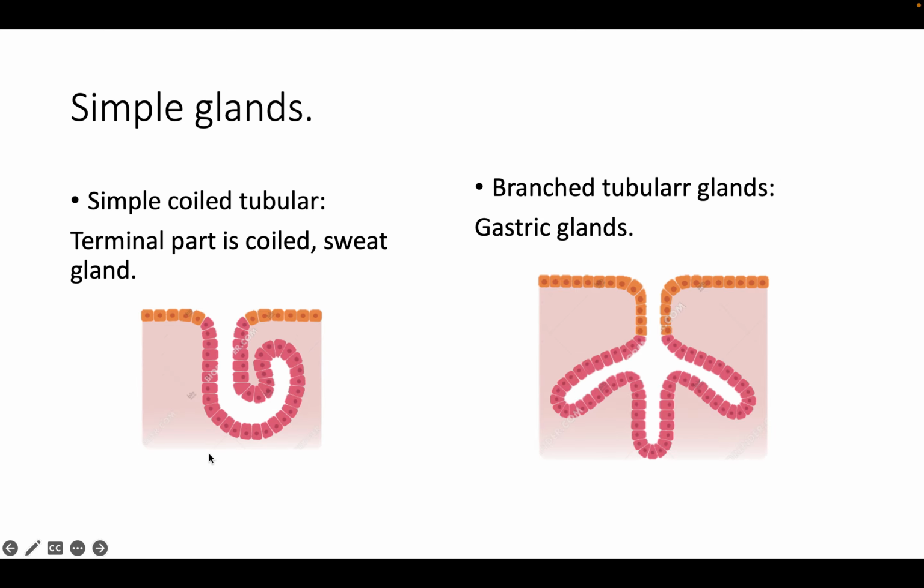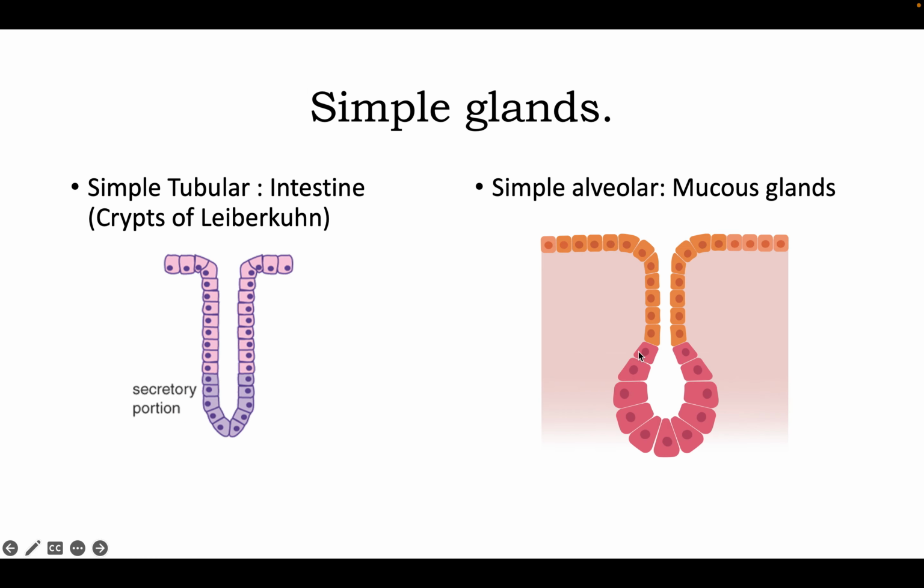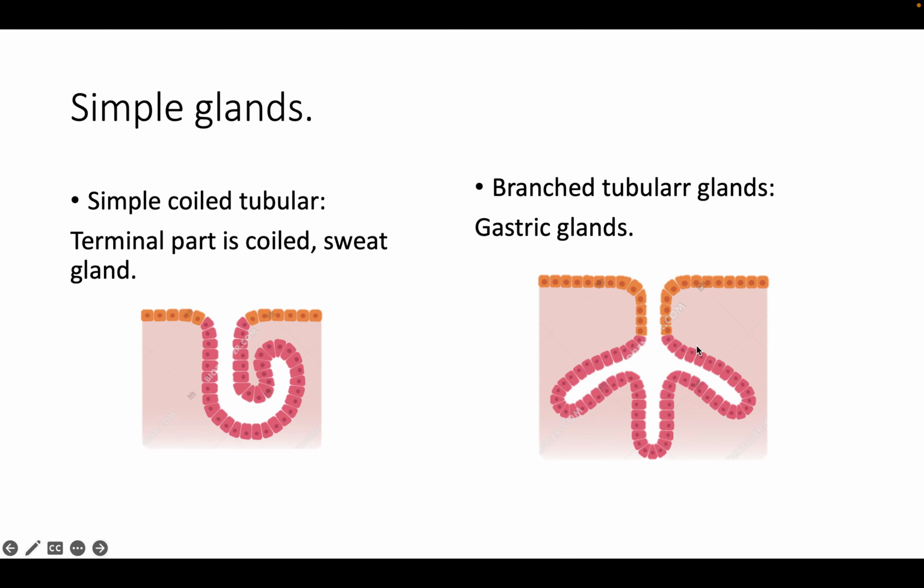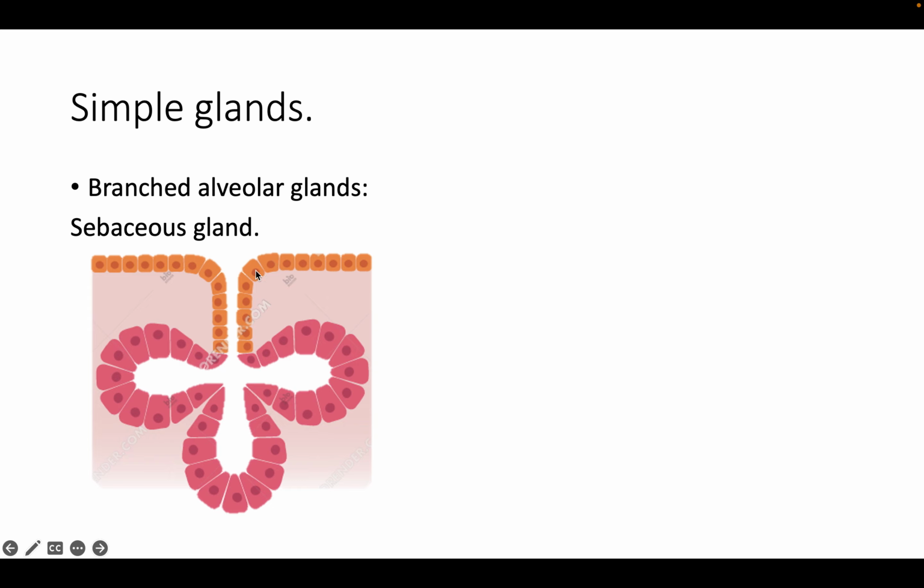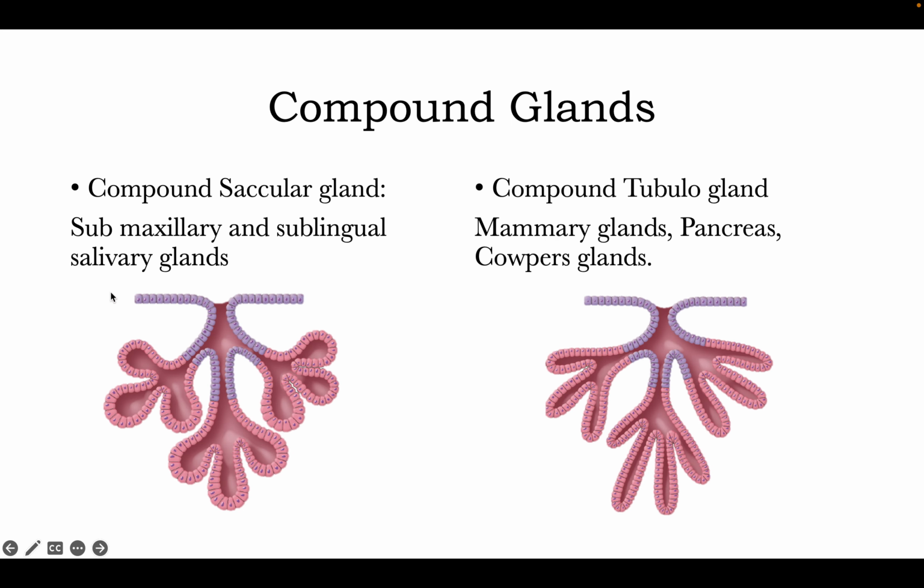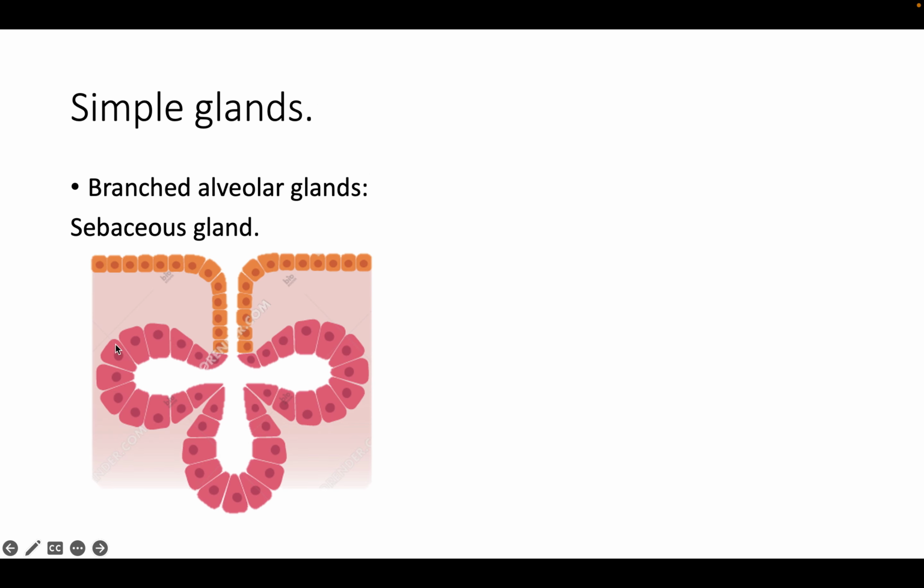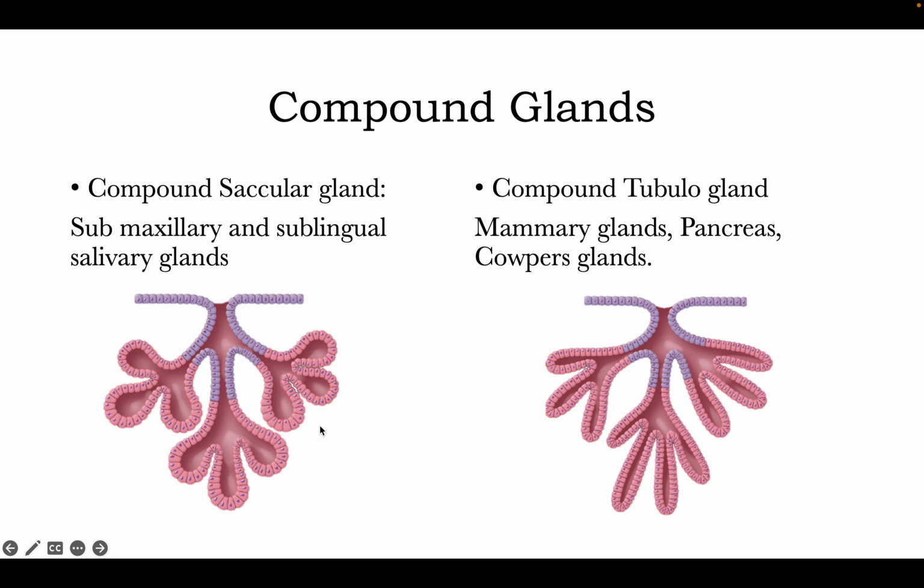So we had the simple alveolar, where it was just one round form, and now we are having the branched forms. So this is the branched form for simple alveolar glands. Then we have compound glands. For example, we have the compound alveolar glands. This one is found in the submaxillary and the sublingual salivary glands. Here we have the same setup like here, but imagine this on a larger and grander scale, and this is what is happening here.